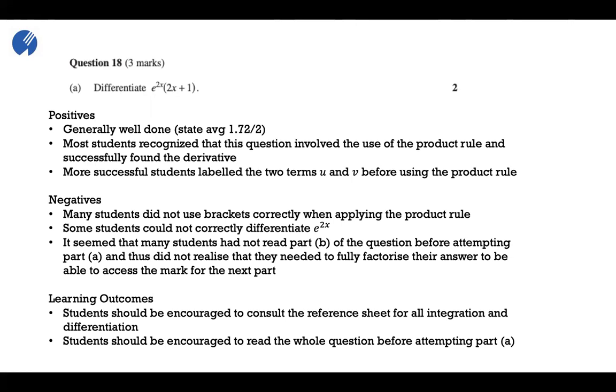This was a question where normally we tell our students that they don't need to factorise after they differentiate. But here, if you hadn't read part B of the question before attempting part A, you didn't realise that you really needed to fully factorise your answer to be able to access the mark for part B. And this presented a major problem. The learning outcomes: again, students should be encouraged to consult the reference sheet for all integration and differentiation questions. And students should be encouraged to read the whole question if it involves more than one part before attempting the first part.